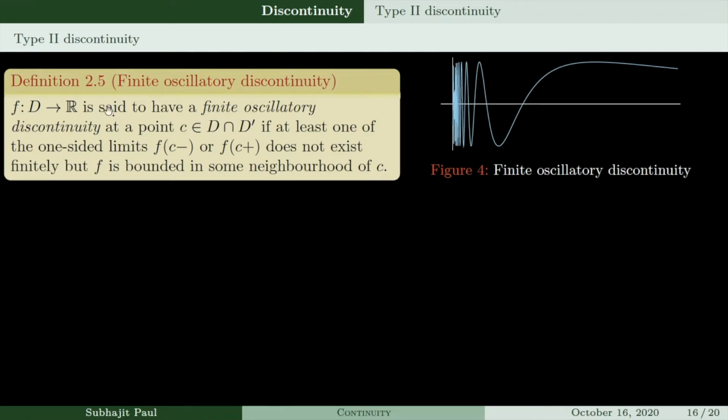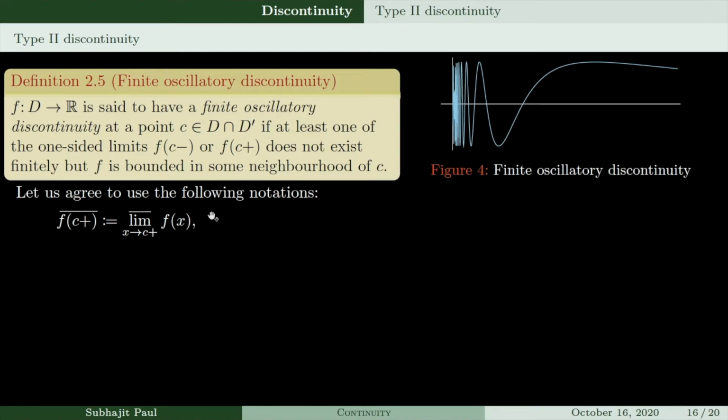Now the definition: we say f has a finite oscillatory discontinuity at a point if at least one of the one-sided limits, the left-handed limit or the right-handed limit, does not exist finitely, but f is bounded in some neighborhood of c, then the oscillation will remain finite. Now let us see these quantities. Let us agree to use the following notations. F c plus overbar is the limit superior of the function f as x is tending to c from right.